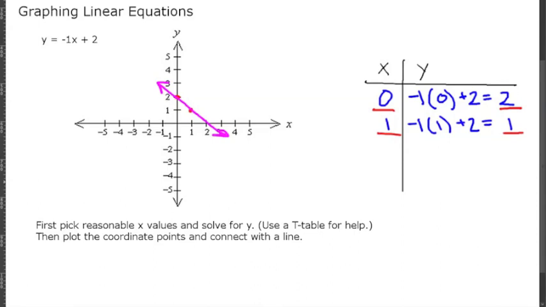Let's double check real quick. So let's plug in a 2 as our next point. So now we're going to get negative 1 times 2 plus 2. Negative 1 times 2 is a negative 2, and a negative 2 plus 2 is going to give us 0. So now we're at the point 2, 0. And yes, 2, 0 falls on the line.